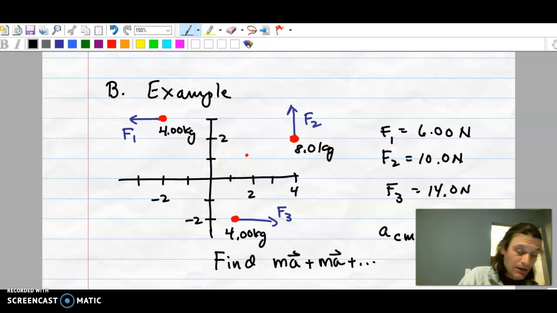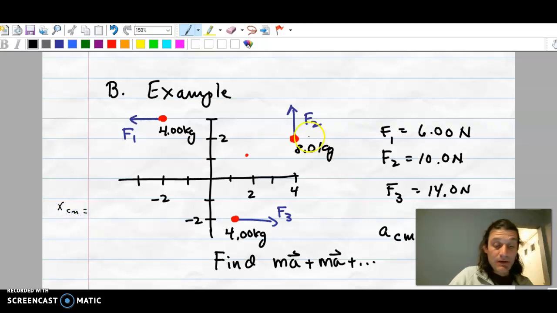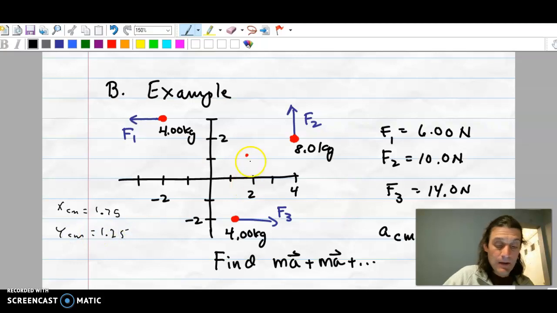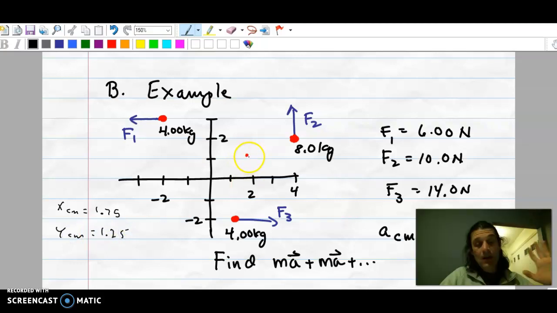You don't need to know what that mass is or what that location is, but if you want to do a bit of a review, go ahead and figure out that the X center of mass happens to be 1.75 in this particular system, so it's there. The Y center of mass happens to be 1.25, which is right there. So anyway, that's where all three of those masses are centered.